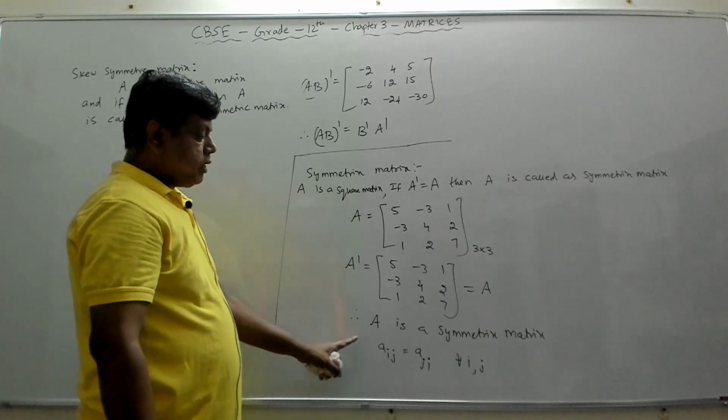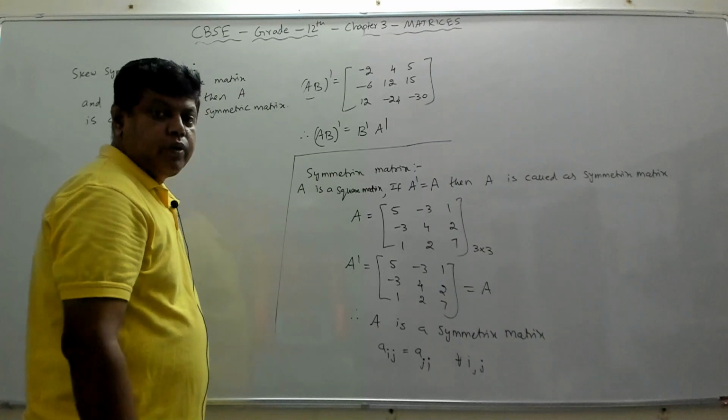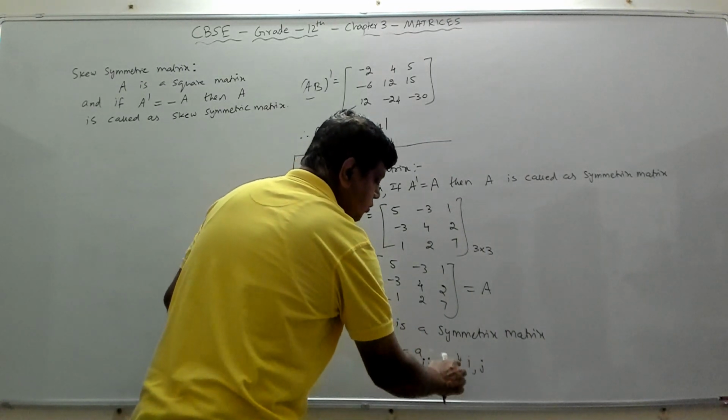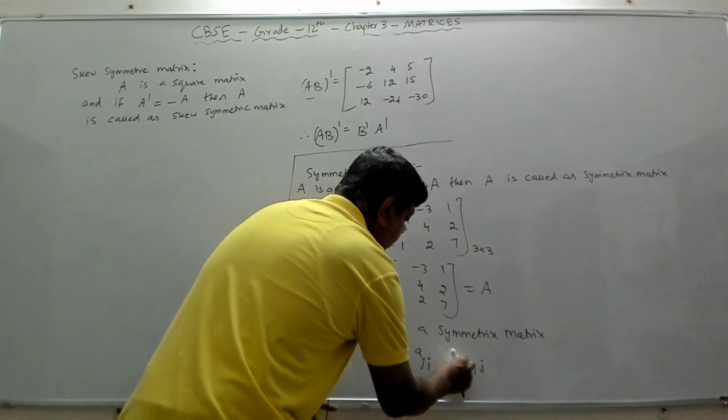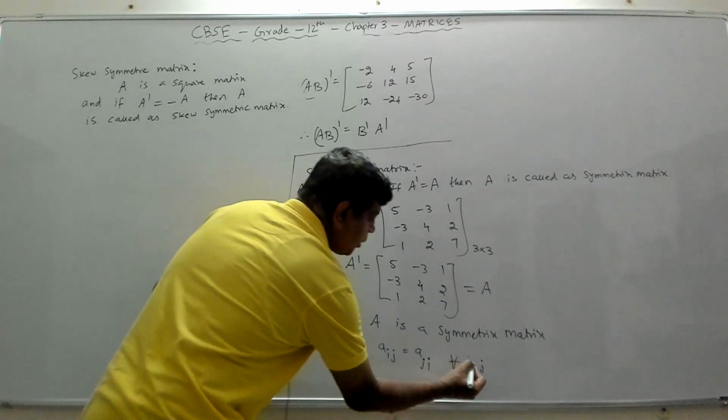So in symbols, we say A is a symmetric matrix if Aij equals Aji for every i, j. This symbol means for all or for every, the symbol like an upside-down V with a cross, for every i comma j.